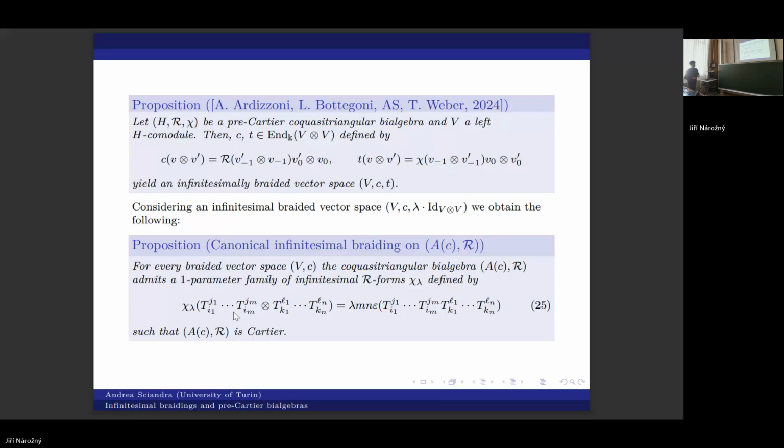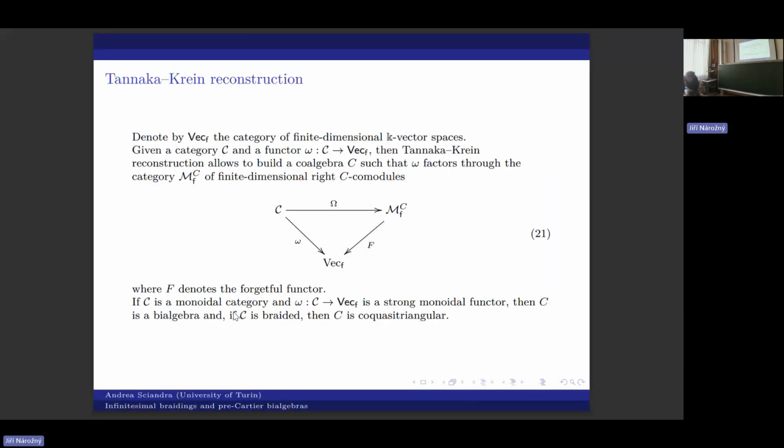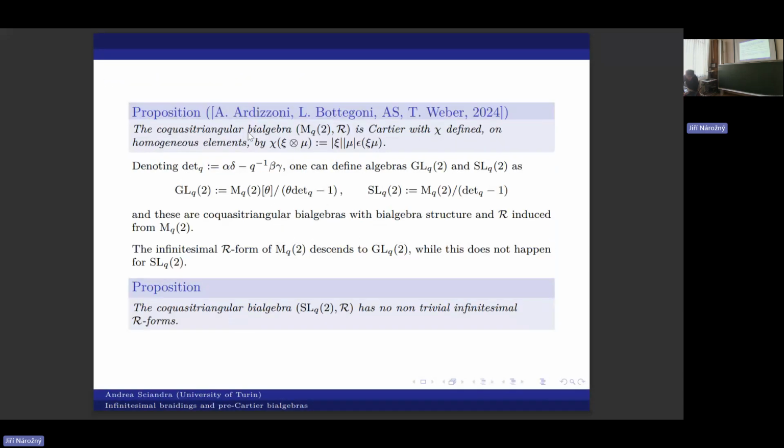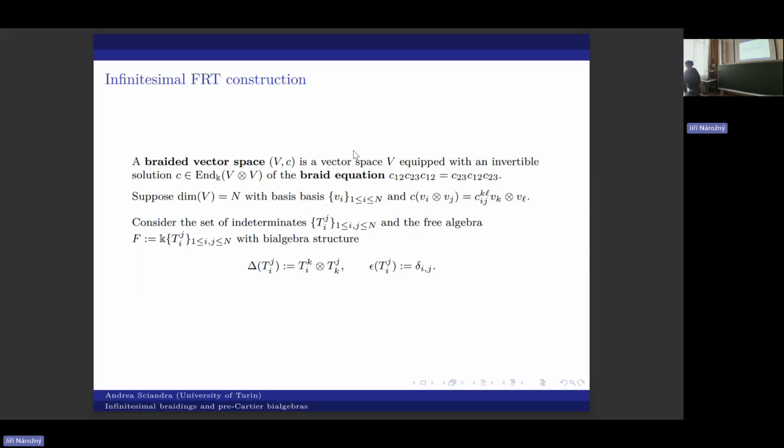So chi on the product of generators is given by just the epsilon on the products, and then you have some scalar that is exactly the degree of the homogeneous elements involved in chi. And if we want, you see that this example here is exactly of this form. So MQ2 has exactly a chi of this form: just the epsilon and a scalar that is exactly the degree of the elements involved.